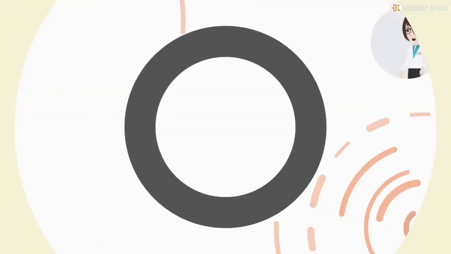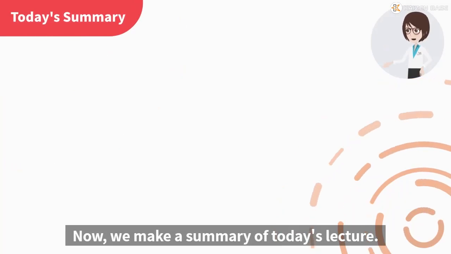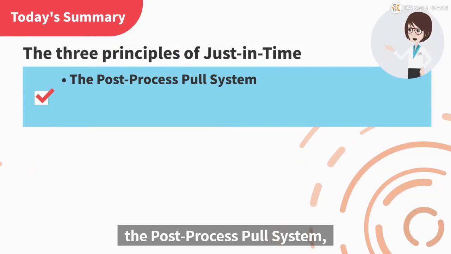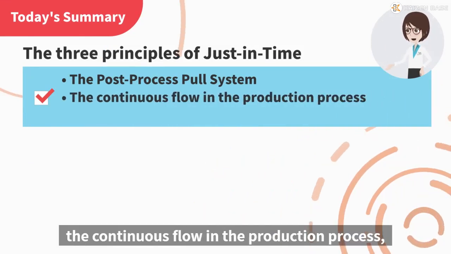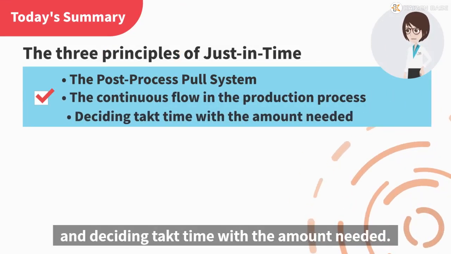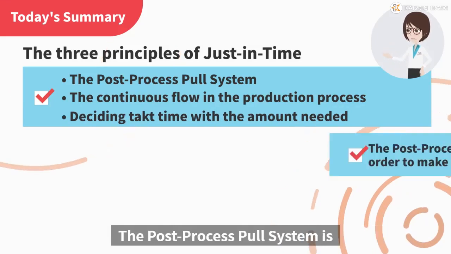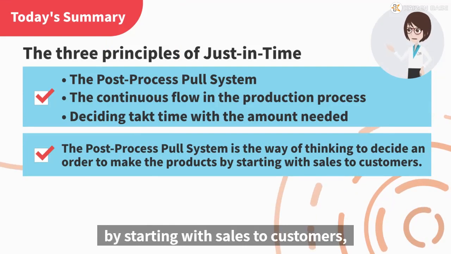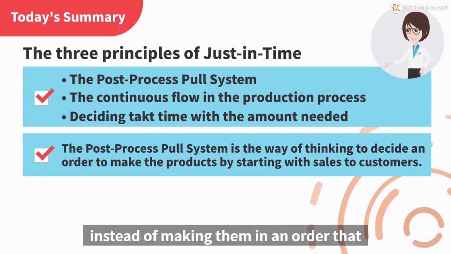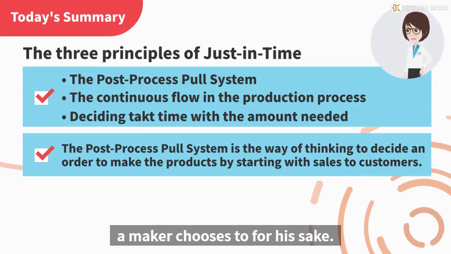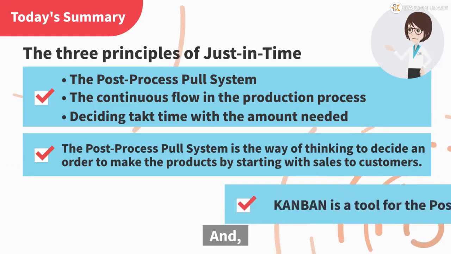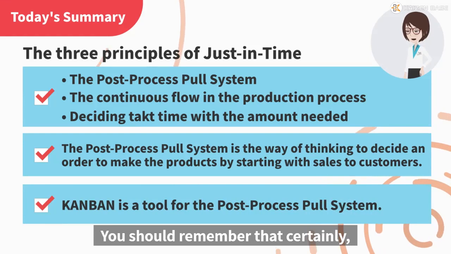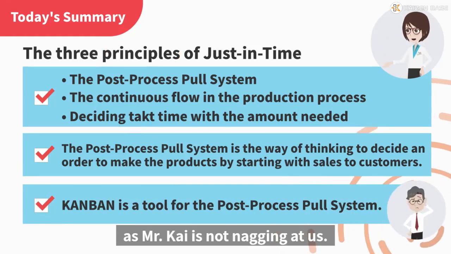Now, we make a summary of today's lecture. The three principles of just-in-time consist of the post-process pull system, the continuous flow in the production process, and deciding takt time with the amount needed. The post-process pull system is the way of thinking that decides the order of making products by starting with sales to customers, instead of making them in an order that a maker chooses for his own sake. And KANBAN is not an aim, but a tool. You should remember that certainly, as Mr. Kai is not nagging at us.